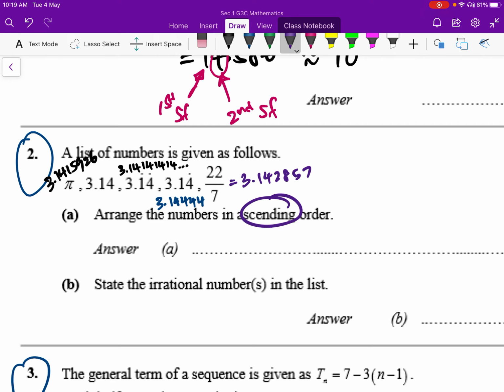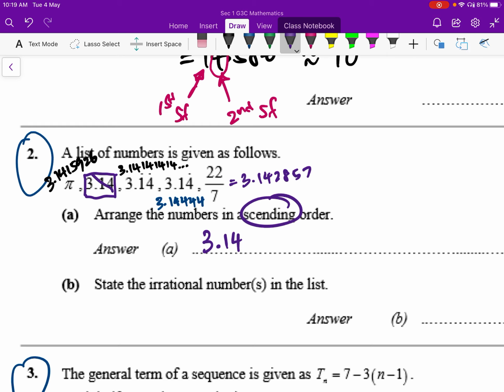3.1415, 3.14. This terminates. It stops at 3.14. Is there any that is smaller than 3.14? No, there isn't. Everything is greater than 3.14. So our first number must be 3.14. Okay, so now we cancel that out.